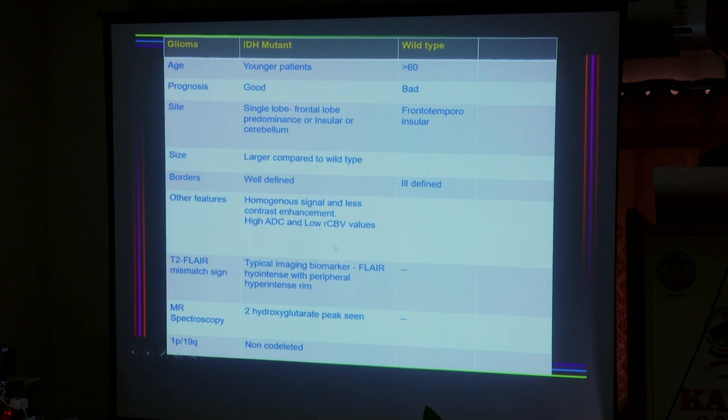The rCBV or the relative cerebral blood volume may be low. The typical imaging biomarker in contrast to the wild type will be the T2 FLAIR mismatch sign. In MR spectroscopy, a 2-hydroxyglutarate peak will be seen. And the molecular status 1p19q is non-codeleted status.